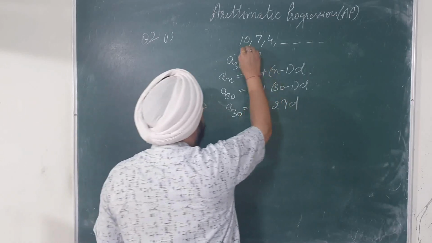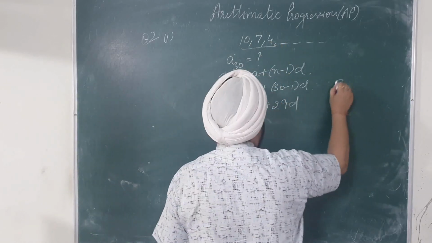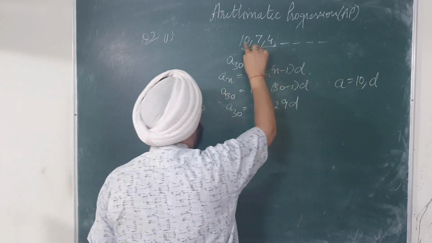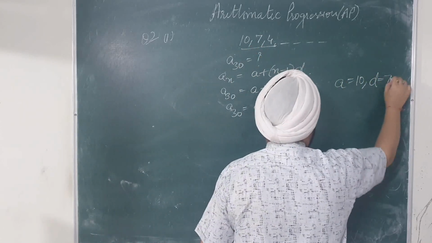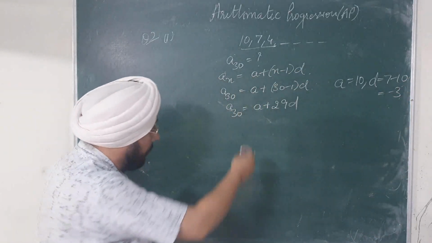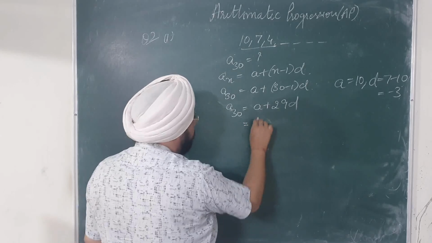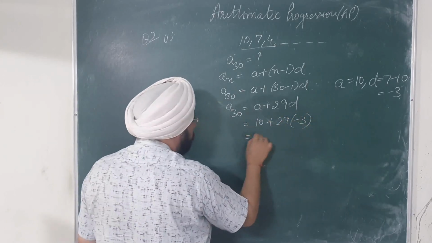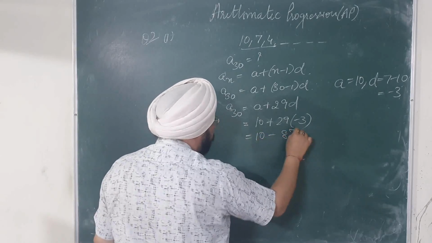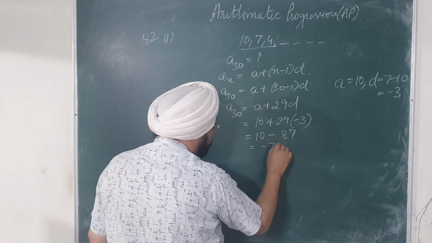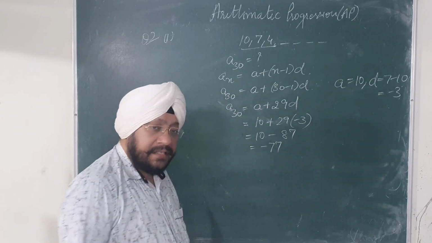Now, according to the sequence, what is a? A is given as 10. And what is d? That is the second term minus the first term, which is equal to minus 3. So you can substitute the values: a is 10, plus 29 into minus 3. First multiply 29 with minus 3 to get minus 87. So when we add, we get minus 77.